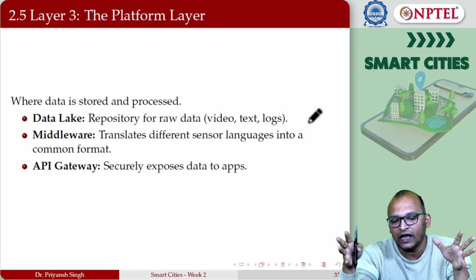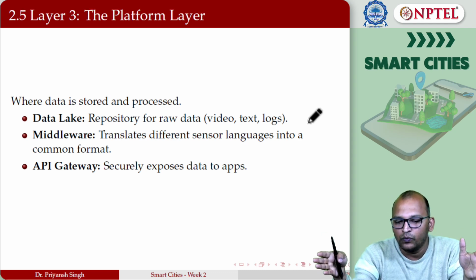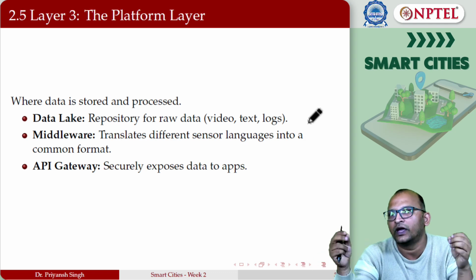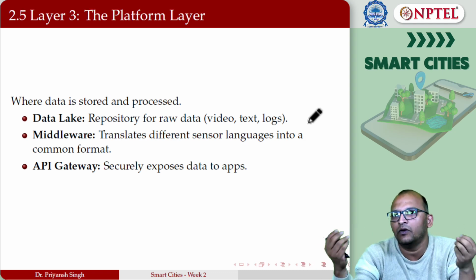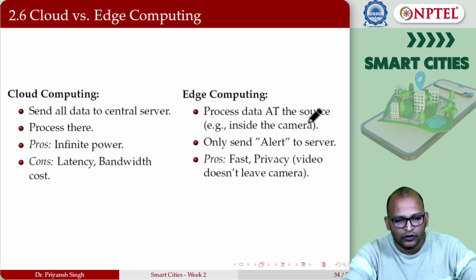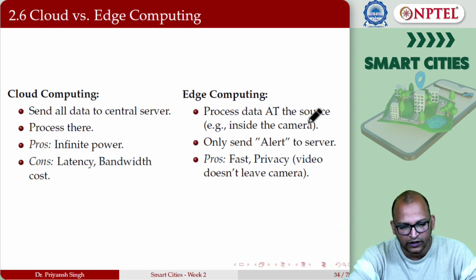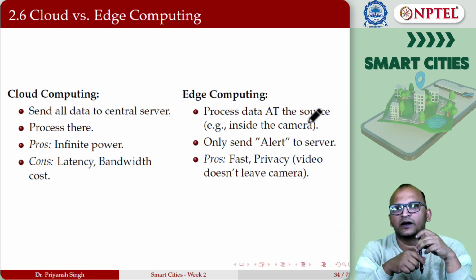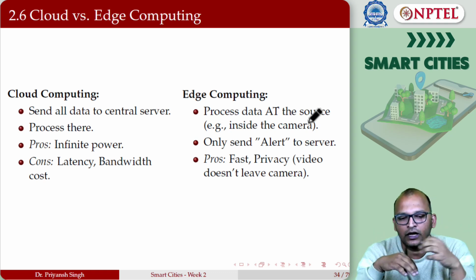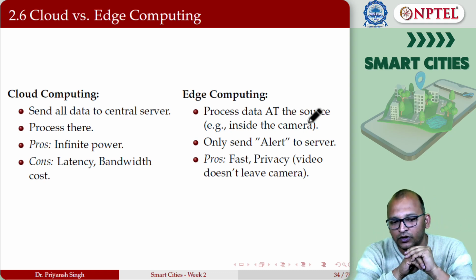Then we can have an API gateway where we can expose this data to the different apps, where this data can be available, or maybe the decision process from this data may be available to display. Okay, so there could be two types of computing technologies which can be used in the smart city context. One is cloud-based technology, or you can say cloud computing, and the other is edge-based computing, or edge computing.